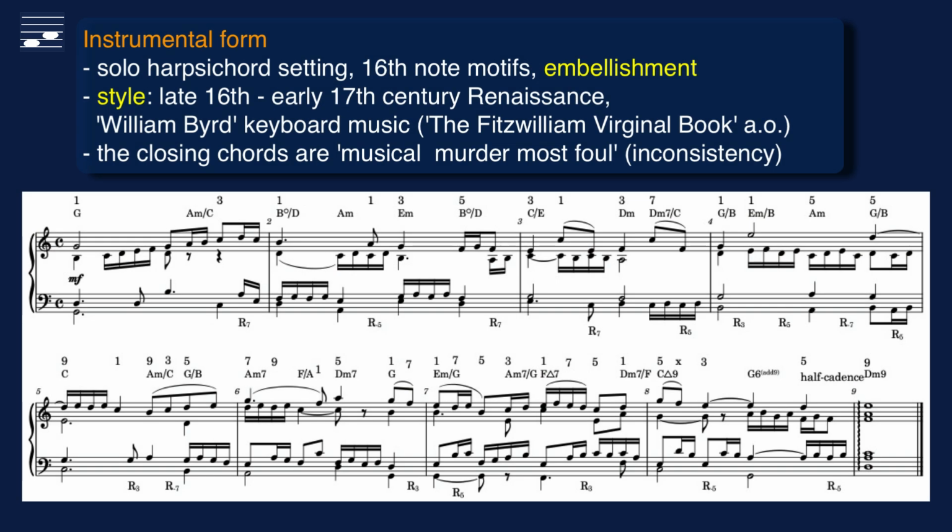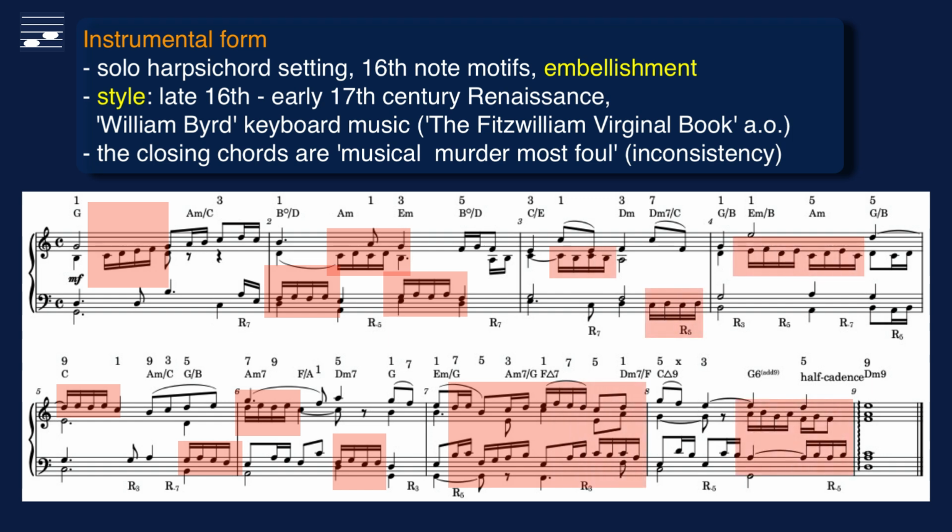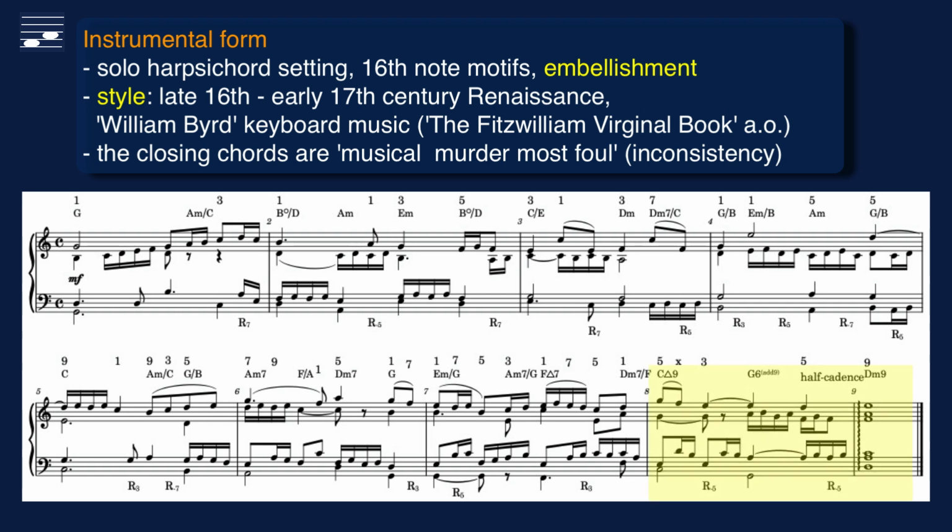I created an instrumental form for solo harpsichord, with lots of 16th note embellishment patterns in imitation. The style is late 16th, early 17th century, a more or less typical setting as you would find in William Byrd keyboard music. He wrote several collections of solo keyboard music, such as the Fitzwilliam Virginal Book, where virginal refers to the musical instrument. And obviously, you will hear the total style inconsistency in the closing measures, which I would describe as musical murder most foul. But the rest is fairly convincing.